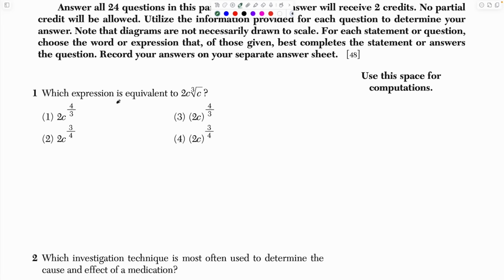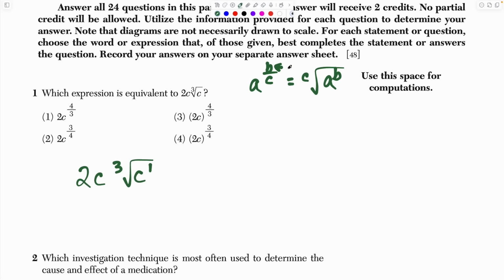Question 1, which expression is equivalent to 2c times the cube root of c. So for this one, the theme is power over root. We need to know that when we have something in the form of a to the b over c, this is equal to the c root of a to the b power. So I read this as 2 times c and then the cube root of c to the first power. So I'm using this, once again, power over root idea.